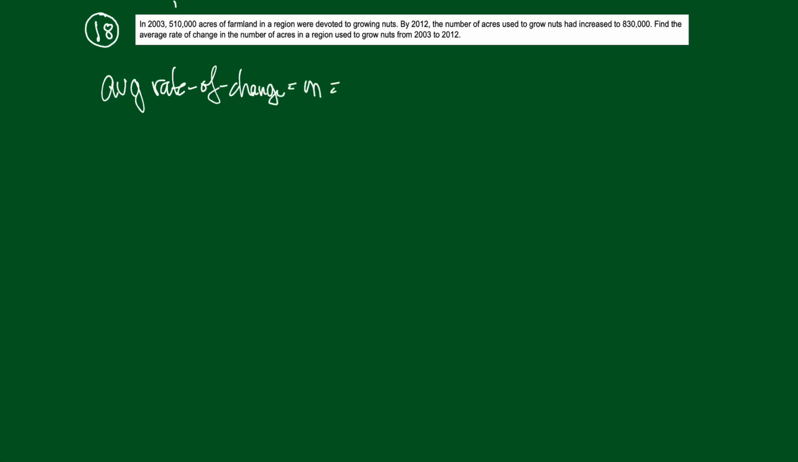And we have a formula for the slope. That is the second y minus the first y over the second x minus the first x. Now the y's, these are the outputs, so this is the change in the output. The x's are the input, so this is the change in the input.